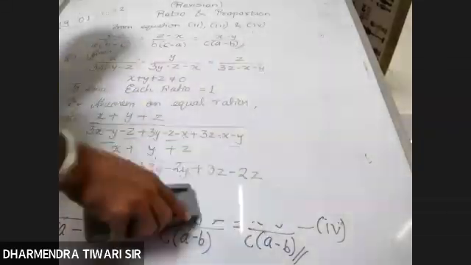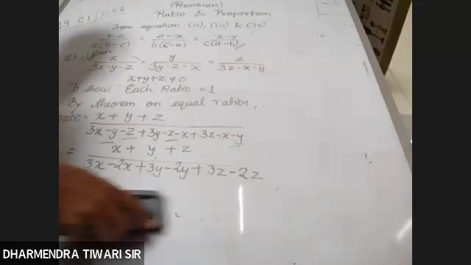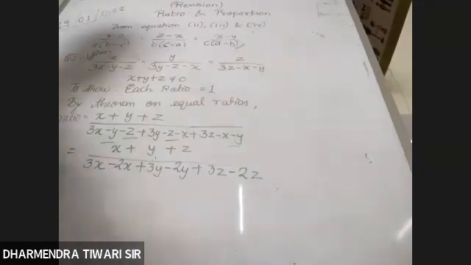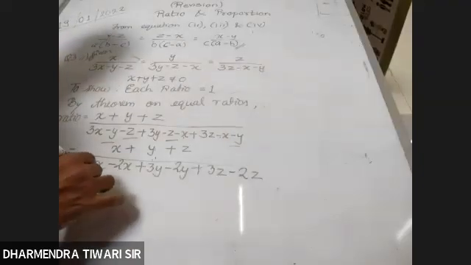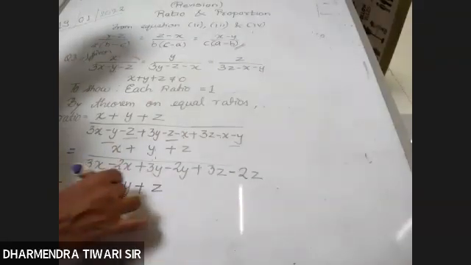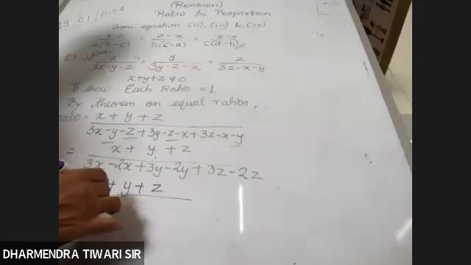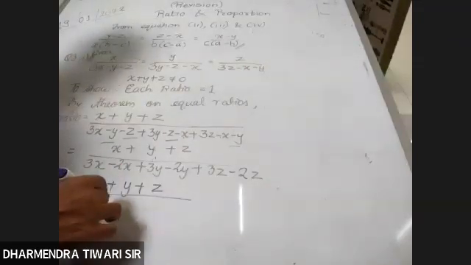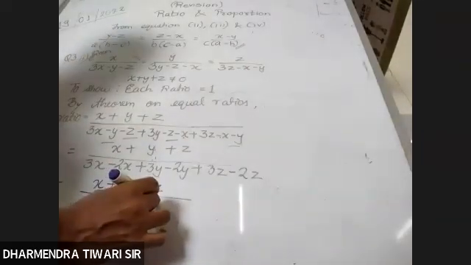Just subtract the terms. That is reminding us to subtract. So we are having x plus y plus z divided by 3x minus 2x is x, 3y minus 2y is y, and 3z minus 2z is z.